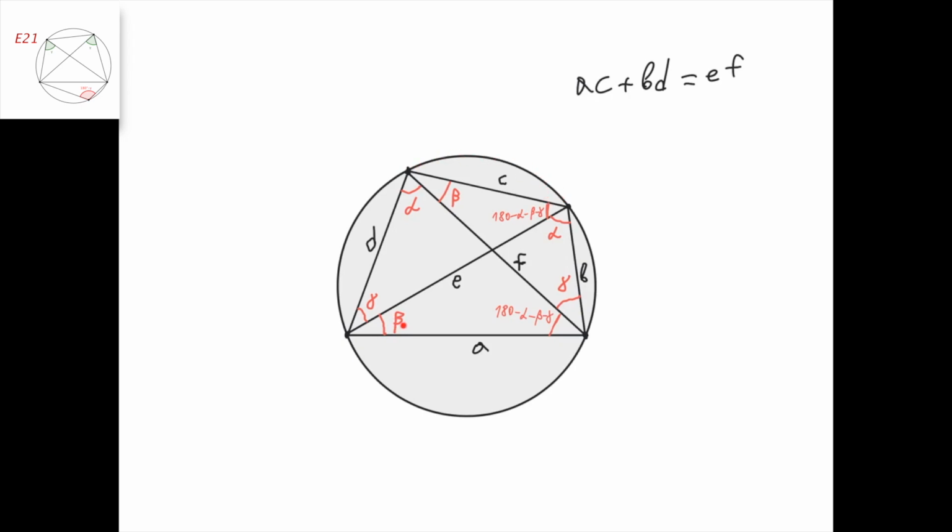And if this angle is beta, then this angle is beta. And if this angle is alpha, then this angle is alpha. And also, if this angle is 180 minus alpha minus beta minus gamma, it corresponds to this arc, so it equals this angle, 180 minus alpha minus beta minus gamma.